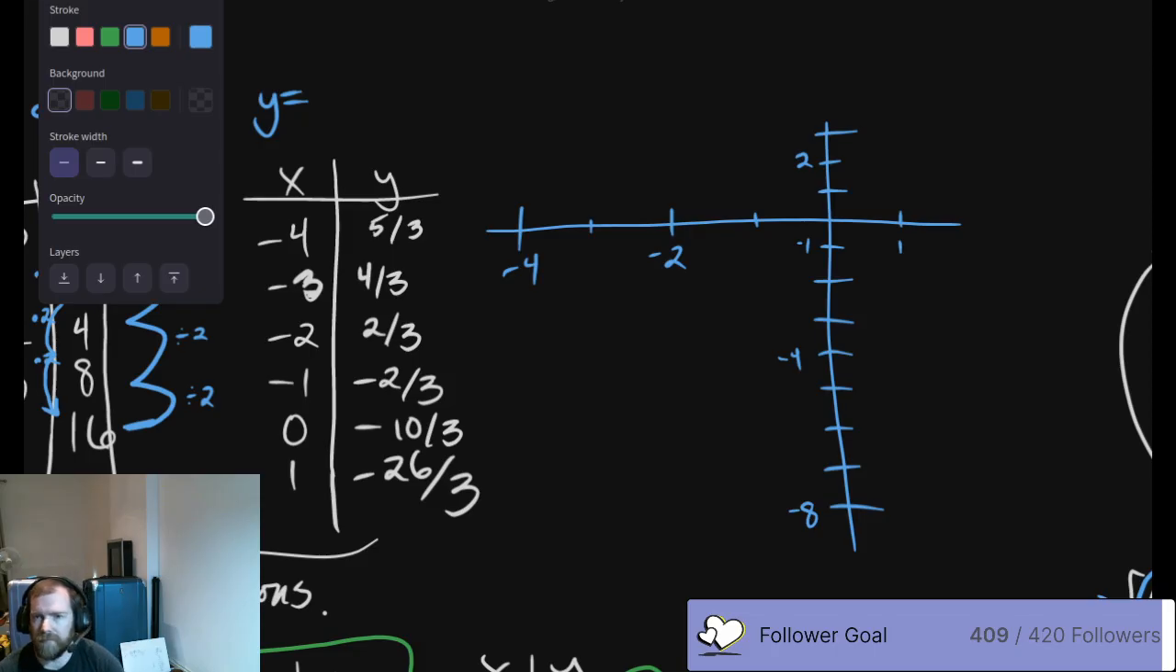Okay. So from here, what we do is we mark out where these points are. -4 by 5/3 is 1 2/3. It's about here. -3 is -4/3, so 1 1/3 here. -2 2/3 is right about here. This isn't very good. They look too linear, but I have a suspicion this one's a bit higher.